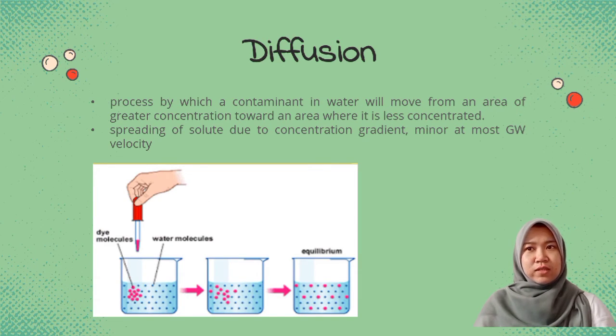For diffusion, it is a process by which a contaminant in water will move from an area of greater concentration toward an area where it is less concentrated. The spreading of solute due to a concentration gradient is minor at most groundwater velocities.